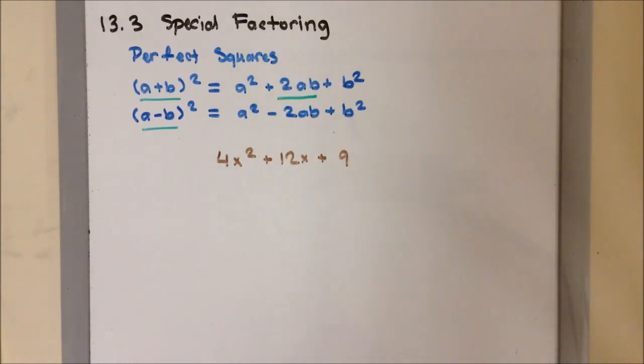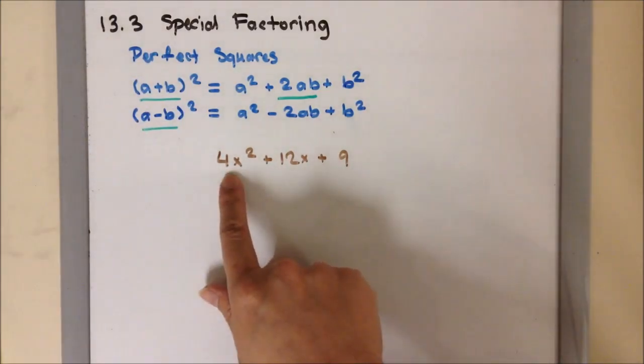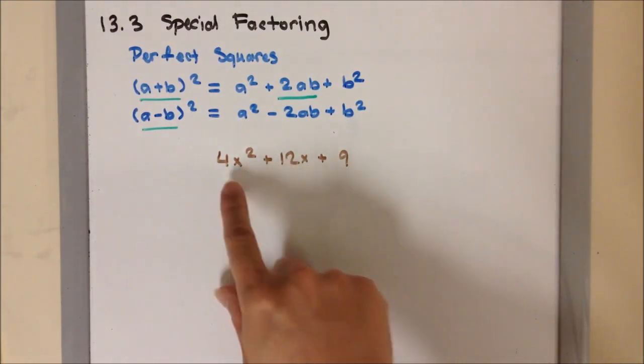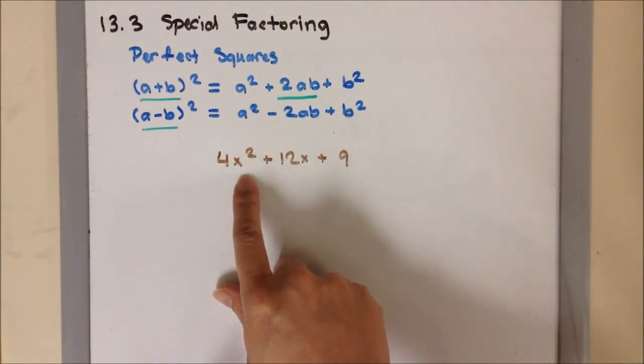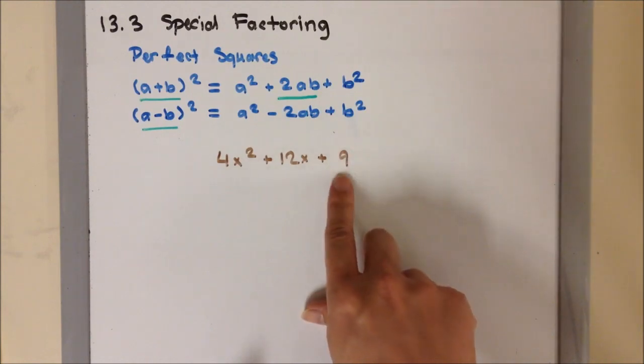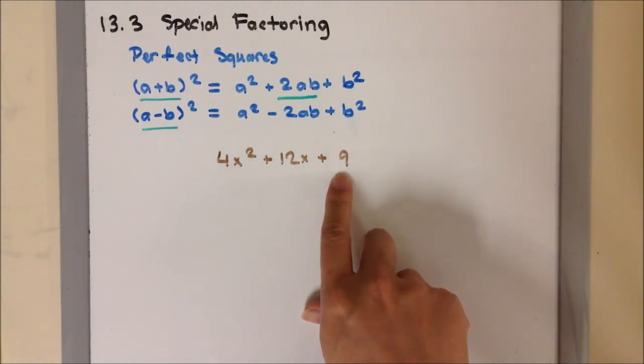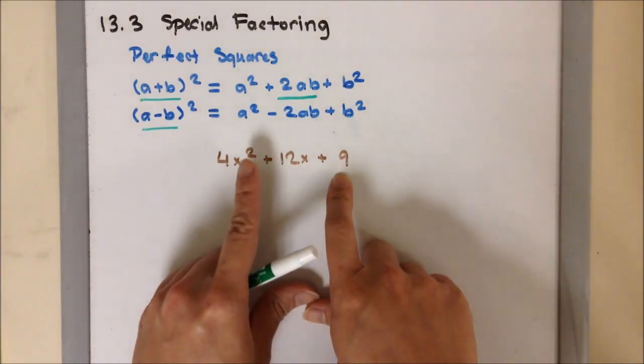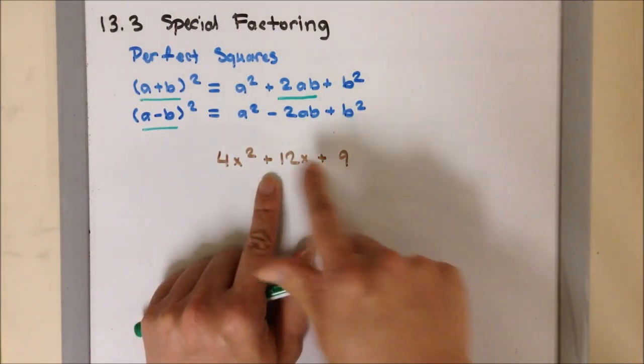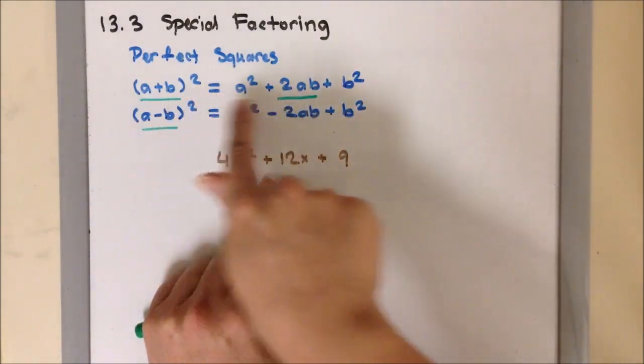So you can still factor the same as what we did in the previous section, factoring by grouping the x table, but here another technique is to check if it's a perfect square. So take a look at the first term and the last term. The first term, 4x squared, is a perfect square. The last term, 9, is also a perfect square. In addition, I notice that the middle term is positive while the last term is positive.